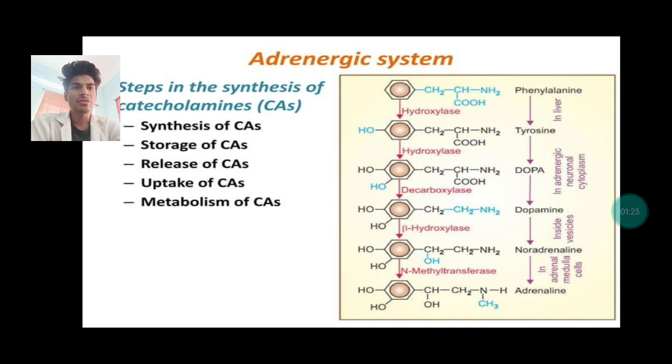Steps in the synthesis of catecholamines. First step is the synthesis of catecholamine. Second step is storage of catecholamines. Third step is release of catecholamines. Fourth step is uptake of catecholamine. And fifth step is metabolism of catecholamines.